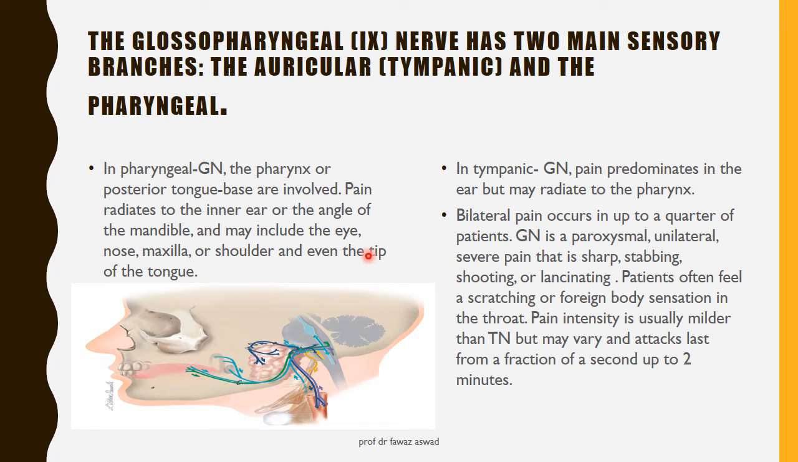Glossopharyngeal neuralgia is a paroxysmal, unilateral, severe pain that is considered to be a sharp, stabbing, shooting, or lancinating type of pain. Here the patient often feels a scratching or a foreign body sensation in the throat, as the pain extends into the throat. Pain intensity is usually milder than trigeminal neuralgia, but may vary. Attacks last from a fraction of a second up to 2 minutes.